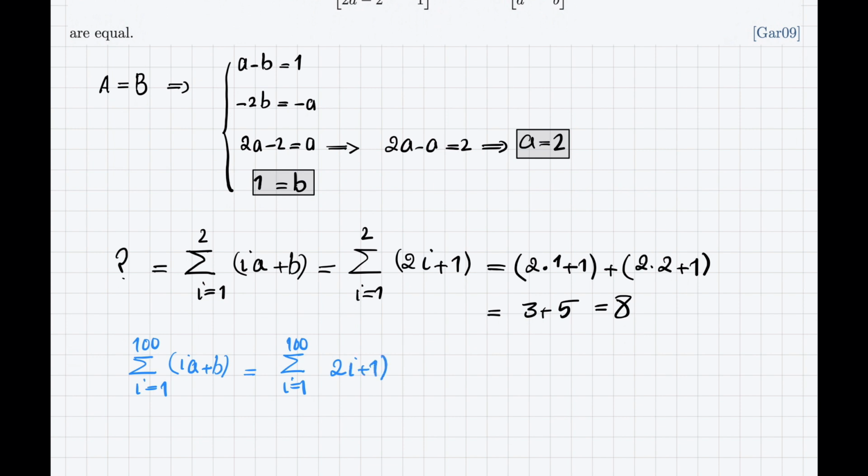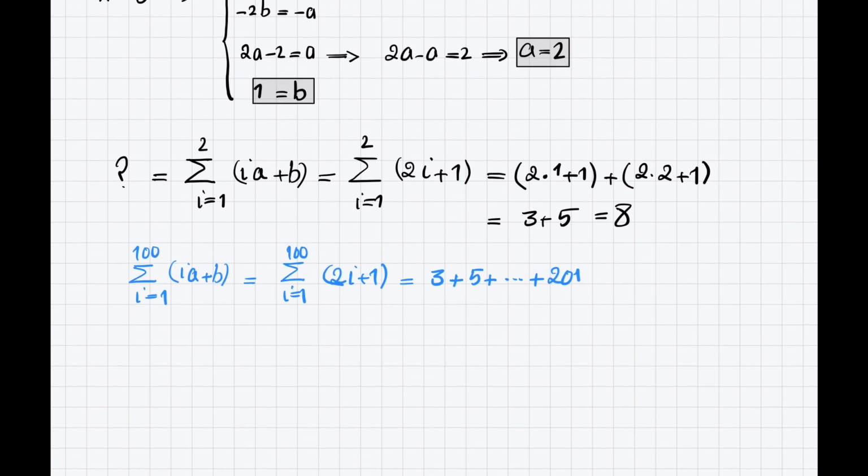plus 1. And then you can immediately realize that this is the sum of an arithmetic progression including 100 terms, because i runs from 1 to 100. The first number is what? If I plug 1 instead of i, it will give me 3. The next one, if I put 2, gives me 5. So I am adding odd numbers up to, finally, if I replace i with 100, I will get 201.